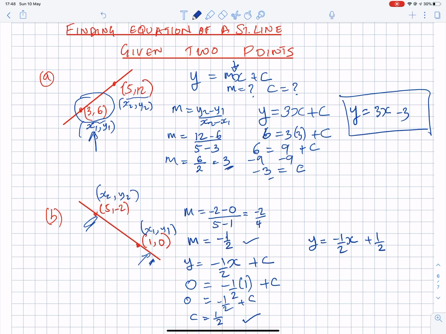So you could stop here if you like, but if you want to make it look neat, you can get rid of these two by multiplying by 2 throughout. So I multiply here by 2, and multiply here by 2. So that gives me 2y. 2 over 2 will cancel out, so I'll just have minus 1x. So that will give me minus x. Half times 2, that gives me 1. So you can write it in this form.